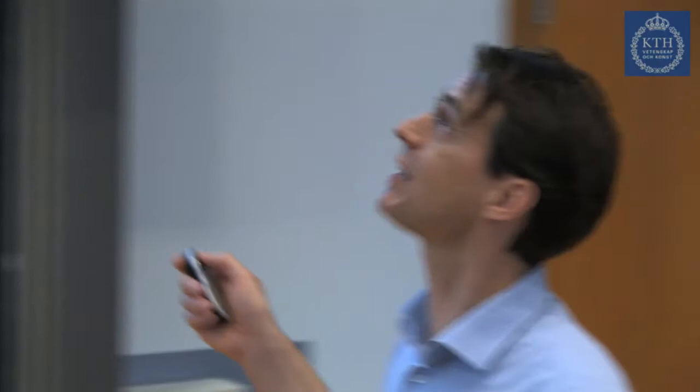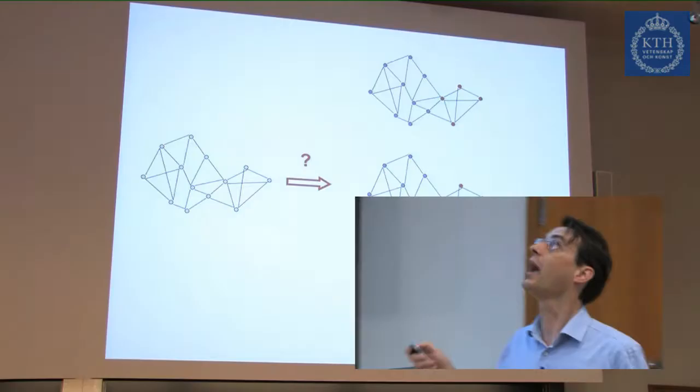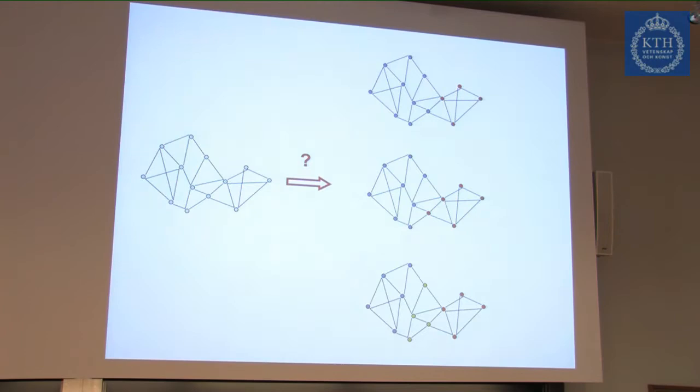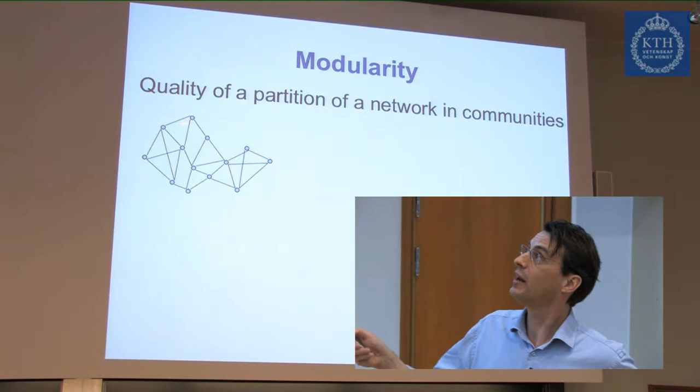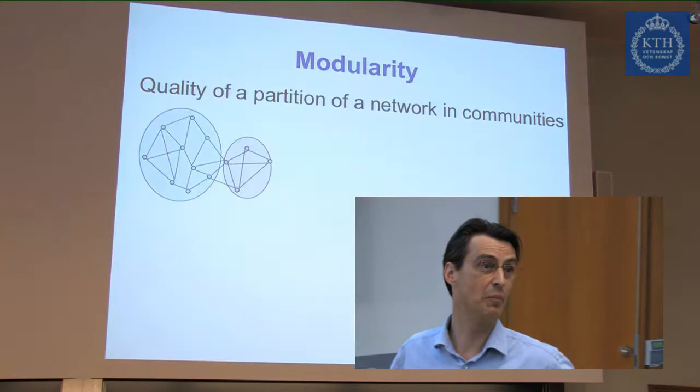So we're going to define a quality function and assign qualities to these 3 partitions. What is this quality? The modularity is a notion that was introduced 5 or 6 years ago by Mark Newman, and it works as follows. Again, let me take this little network and assume that I'm taking these 2 communities. I'm separating this network into 2. How good is this partitioning of the network?